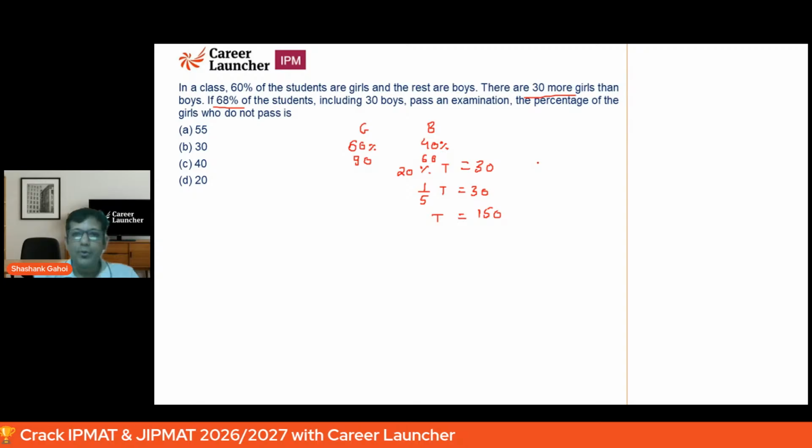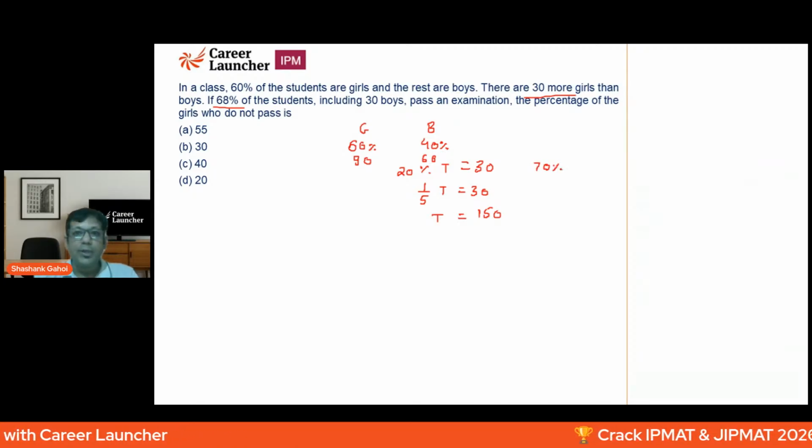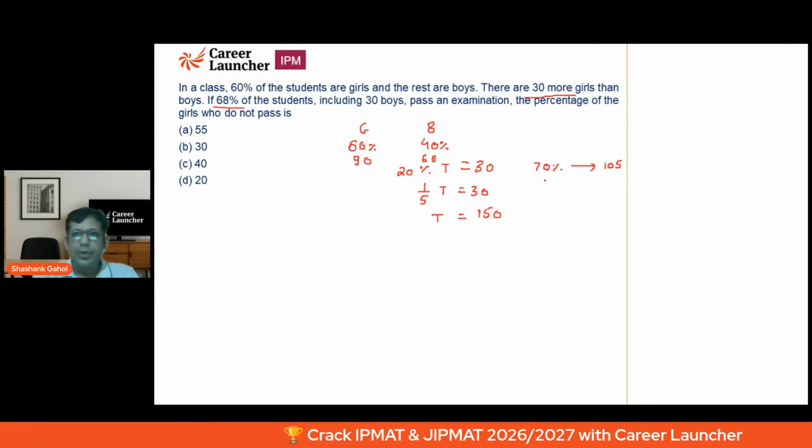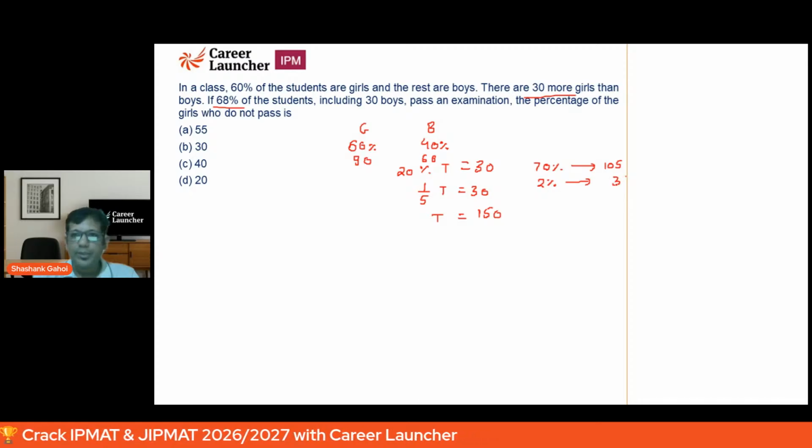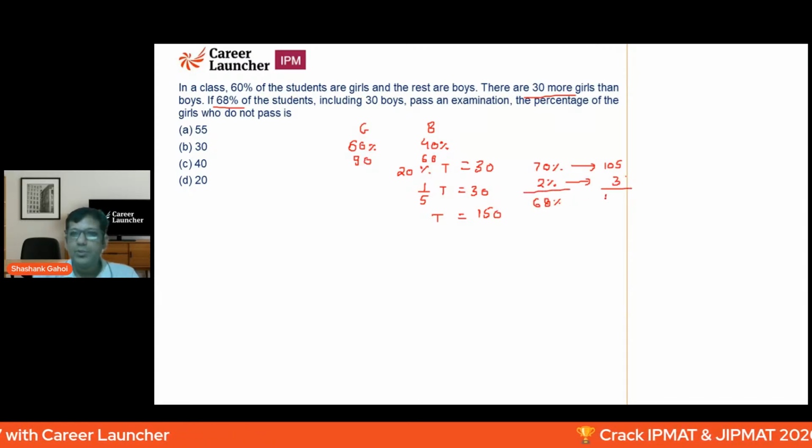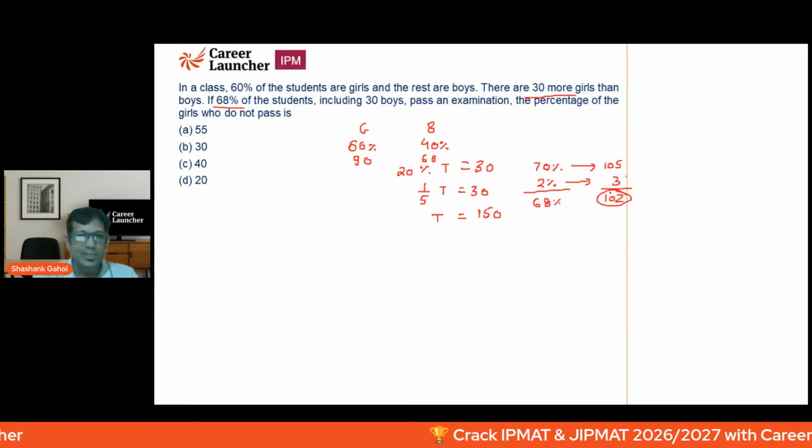So basically what I'm going to do, I'm going to calculate 70%. So 70% of 150 is going to be 105. What is 2%? So 1% is 1.5, so 2% is going to be 3. So 68% is going to be the difference of these two. So 102 students we are talking about that are passing the exam.